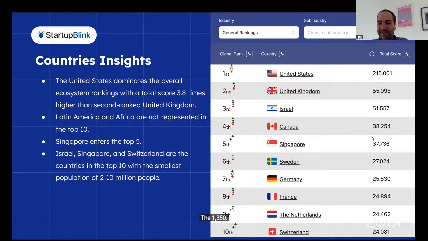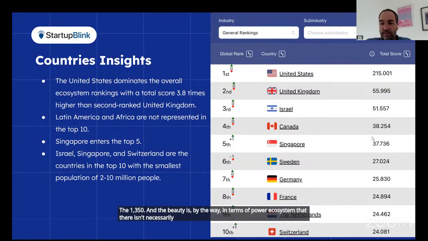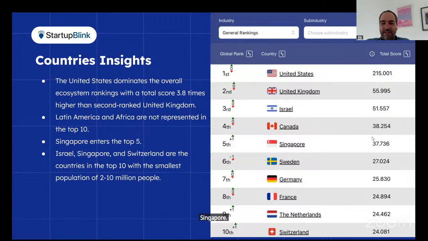And the beauty is, by the way, in terms of startup ecosystem, that there isn't necessarily an advantage to size, which means that small countries, if they play their cards correctly, you have quite a few countries here with less than 10 million people. Israel, Singapore, Switzerland. So basically, there are some advantages to actually being small.